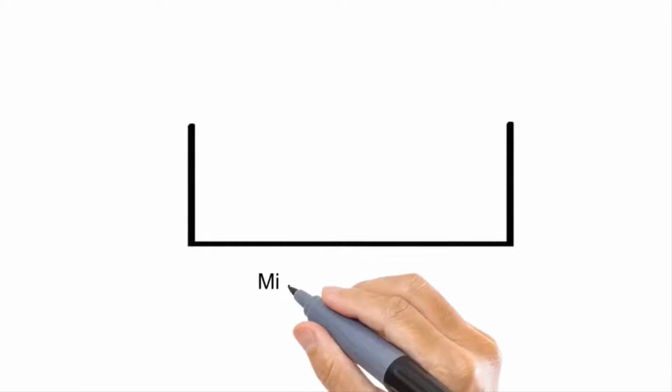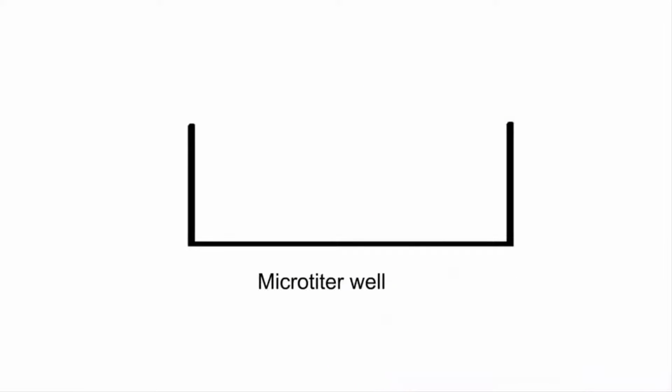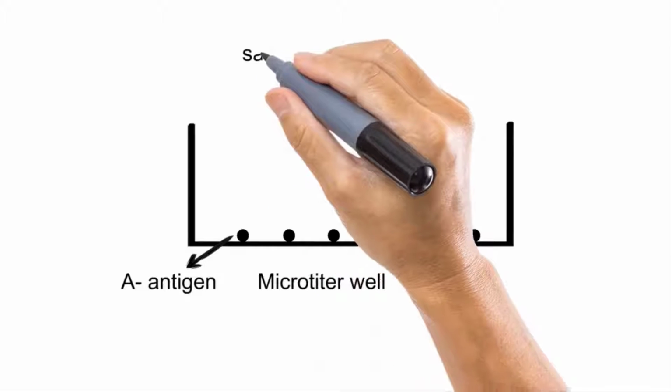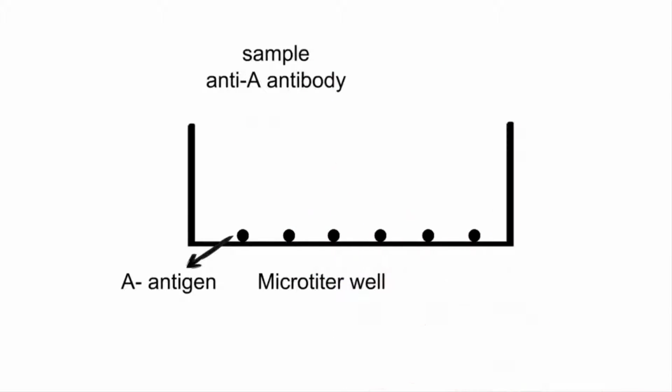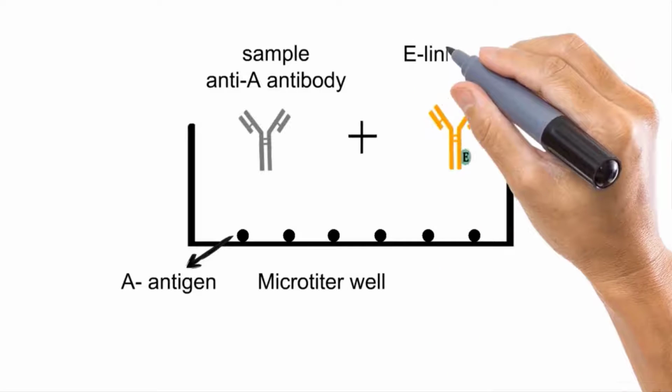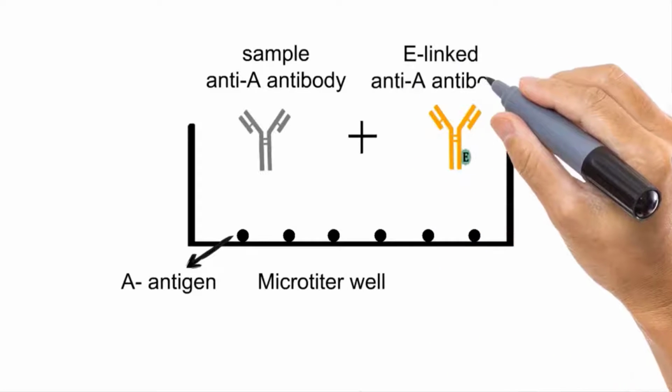In the first step, a microtiter well is coated with A antigen like this. The coating is mediated with the help of coating buffer. After this, the sample containing anti-A antibodies whose concentration is to be determined and a fixed amount of enzyme linked anti-A antibodies are added to the well.